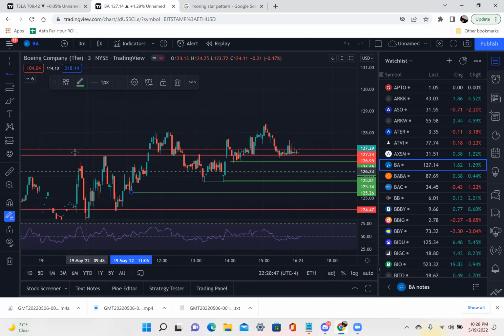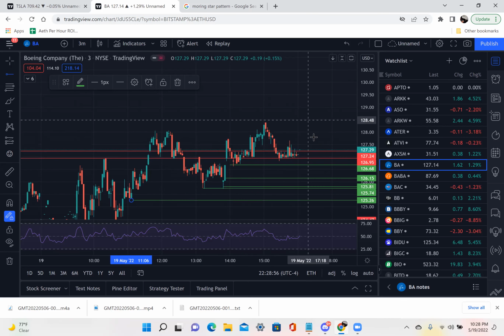I have a question. You know how you said if it breaks that support right there, you would take it short? Would you wait for a retest? Would that be confirmation or no? Waiting for retests are confirmations.